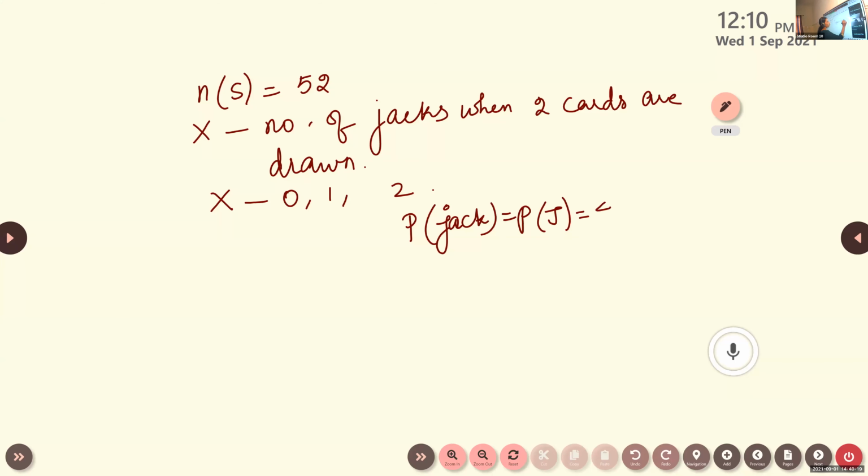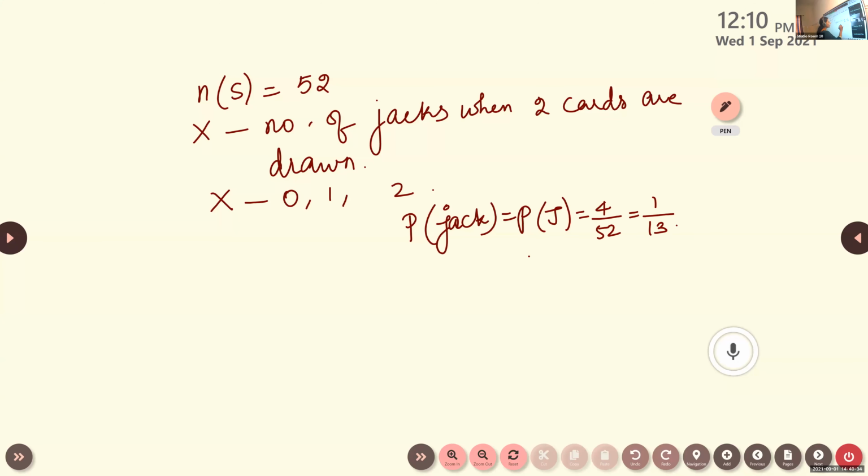It is 4 by 52, isn't it? What is 4 by 52? When you simplify this, it is 1 by 13.